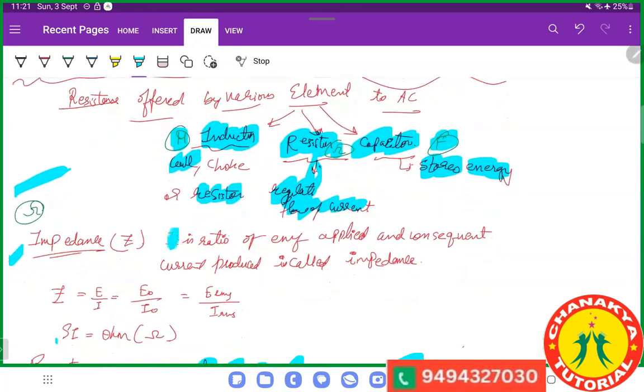Impedance is the ratio of EMF to the current, meaning V by I. Now remember one thing here: if we are using the peak value of voltage, then current will also be used as peak value. If you're using the RMS value, we'll use the RMS value of current also. Both should be the same. We cannot interchange. So the ratio of V by I is your impedance. Impedance unit is also ohm.